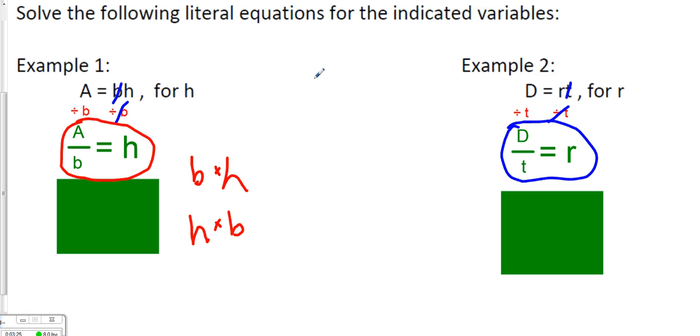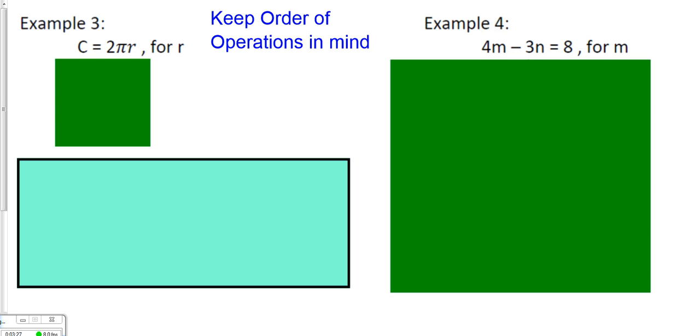Now these ones were more simple. They were just one step. We're going to jump into more difficult ones that might have more than one step. One thing to always keep in mind is your order of operations. Remember parentheses, exponents, multiply and divide, and then add and subtract. PEMDAS, GEMDAS, whatever you want to call it, you always have to remember your order of operations as to what is happening to your variable first.